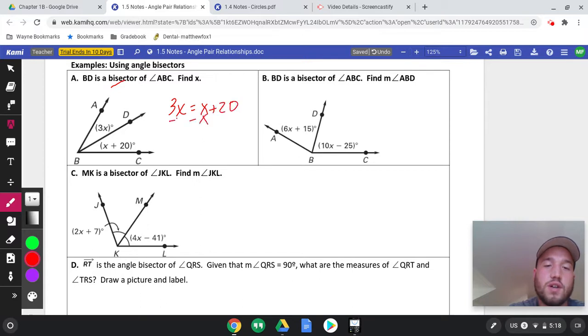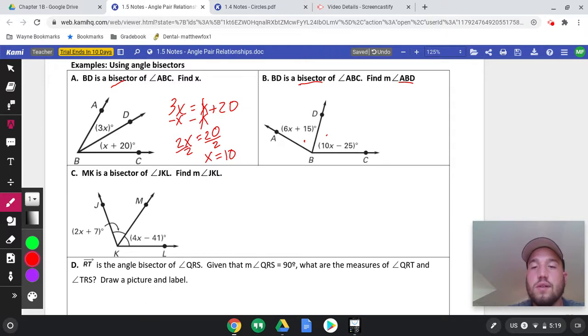Subtract that x, it cancels out here, and we're left with 2x equals 20. We can divide by 2. We'll get x equals 10. Our next one, once again, we see the word bisector. It means these two are equal. This time we're trying to find ABD.